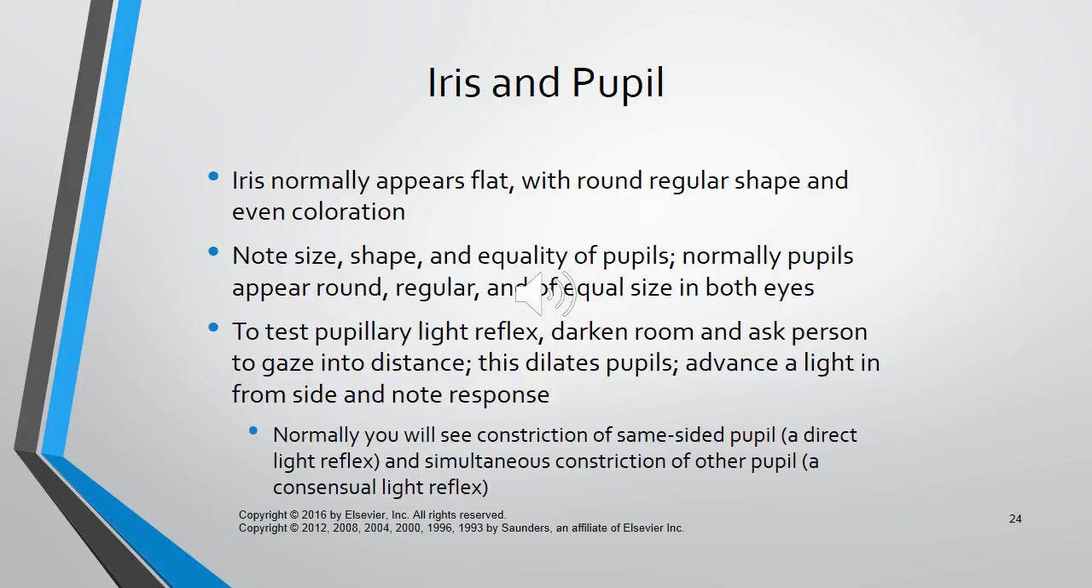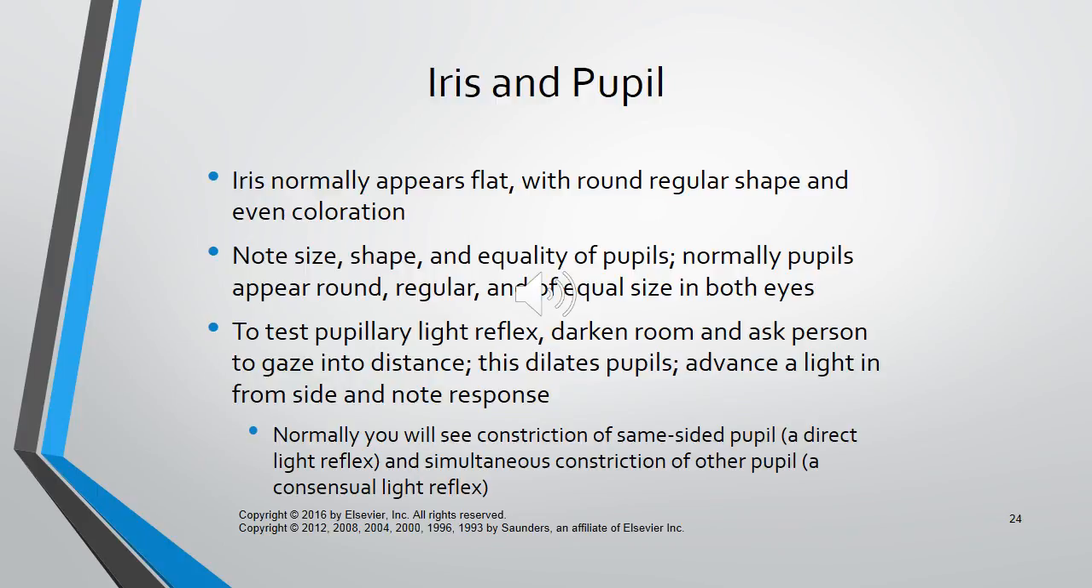Inspect the iris and the pupil. The iris is normally flat with a round, regular shape, and coloring is usually even. Note the size, shape, and equality of pupil size. Normal pupils are round and regular, equal size in both eyes.